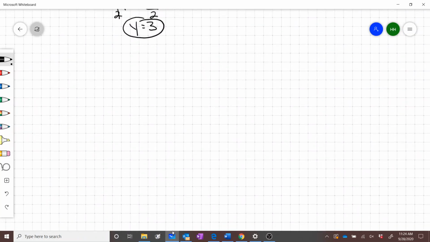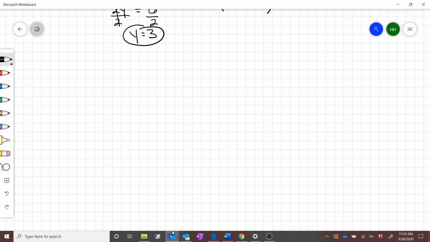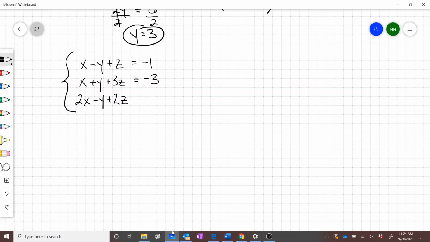Let's try another one. Again, we're solving by elimination. x minus y plus z equals -1. x plus y plus 3z equals -3. And 2x minus y plus 2z equals 0. And again, I'm going to number the equations.